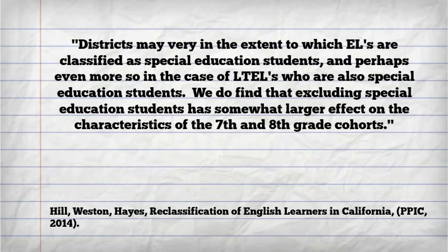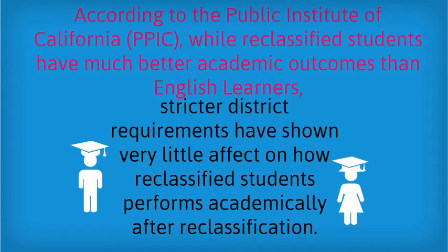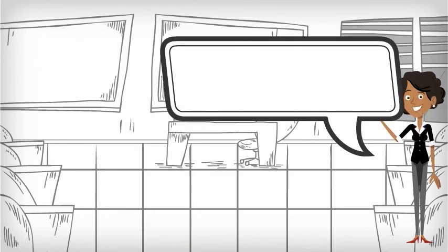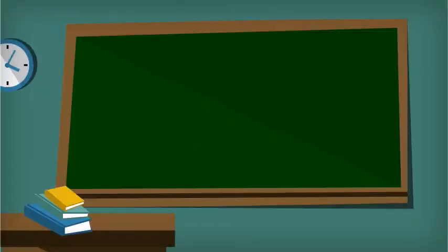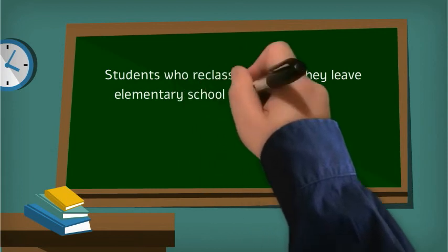This quote from the report by PPIC demonstrates that the combined subgroups are significant. According to the Public Policy Institute of California, while reclassified students have much better academic outcomes, stricter district requirements have also shown very little effect on how reclassified students perform academically after reclassification. So what makes the largest impact in an EL's academic success? Students who reclassify before they leave elementary school perform better than students who reclassify in middle or high school.